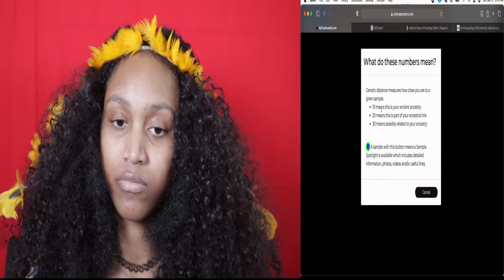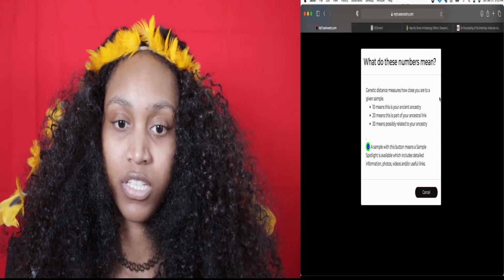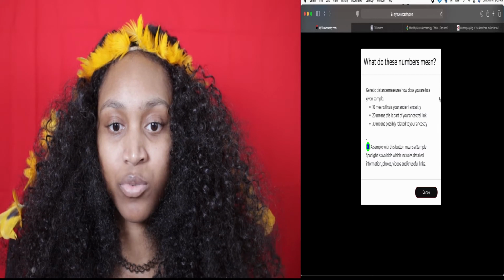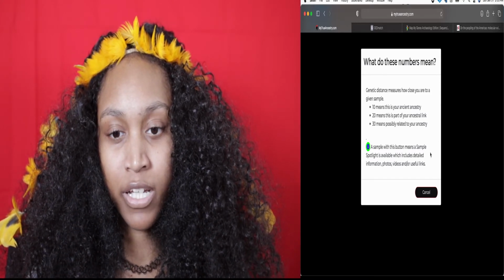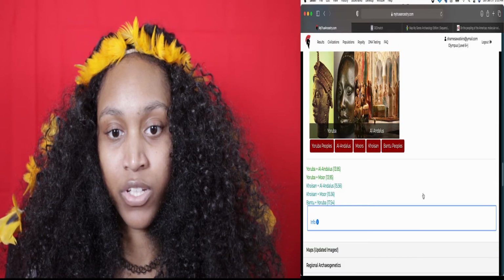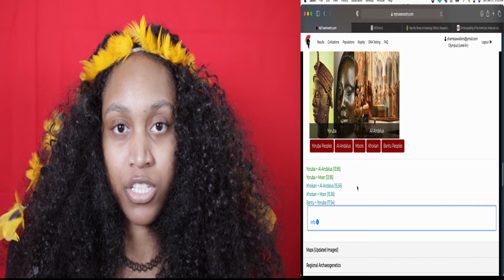And this is the breakdown of what genetic distance is. 10 means this is your ancient ancestry. 20 means this is part of your ancestral link. 30 means possibly related to your ancestry. So, as you can see, this is distant relations.